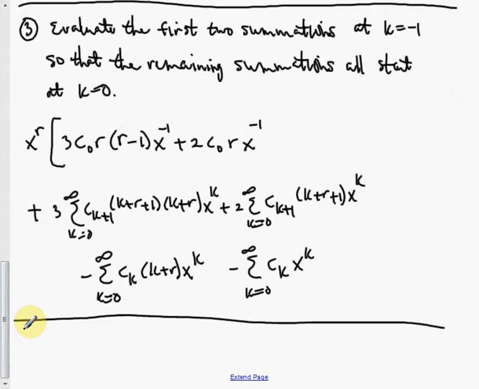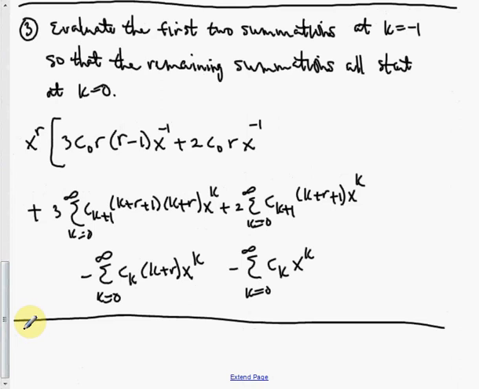Because the x to the r was independent of the summation. The summation goes from k to infinity, or from n to infinity. So x to the r would be a constant. Exactly. Okay. So step number three.